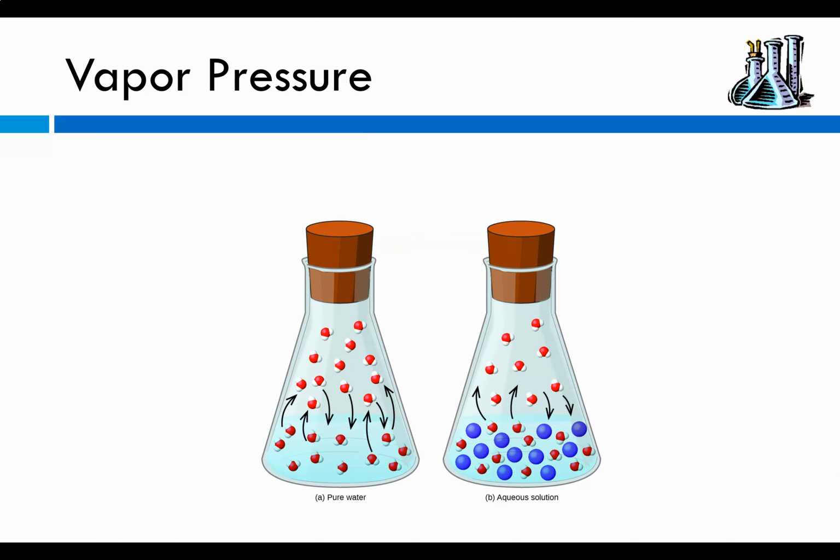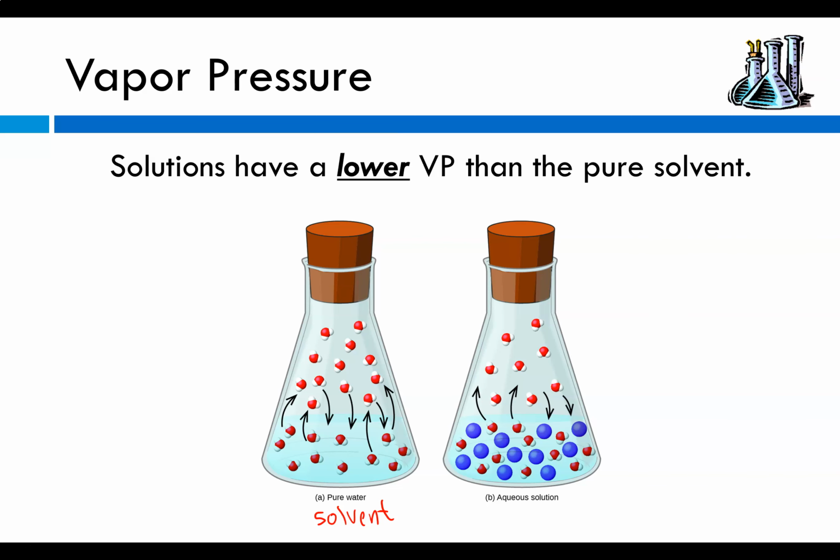Hopefully just at first glance you can see that you've got a lot more water molecules in the vapor phase in our pure solvent than you do in the solution. So the effect of adding a solute is to cause the vapor pressure to decrease. So solutions will always have a lower vapor pressure than the pure solvent.